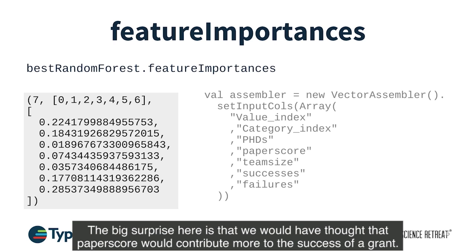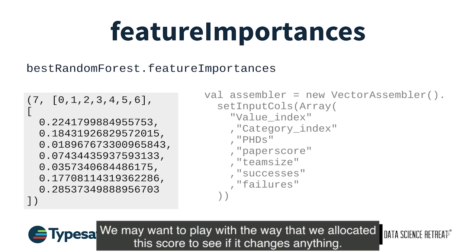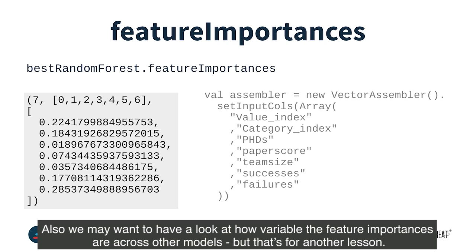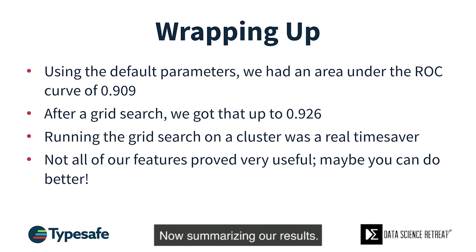The big surprise here is that we would have thought that paper score would contribute more to the success of a grant. We may want to play with the way that we allocated this score to see if it changes anything. Also, we may want to have a look at how variable the feature importances are across other models, but that's for another lesson. Now summarising our results.